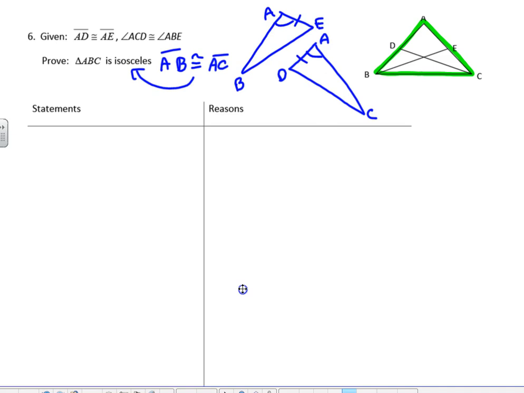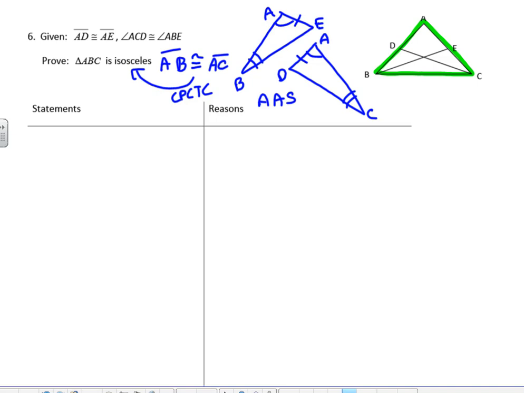And then we have angle ACD congruent to angle ABE here and here. So those two triangles would be congruent by, again, angle, angle, side, which gets us to the parts, CPCTC, which gets us to it being an isosceles triangle.